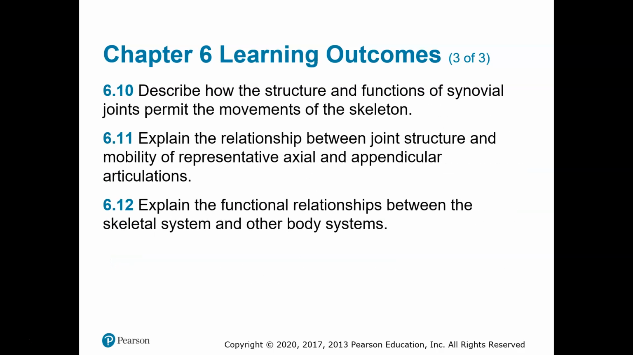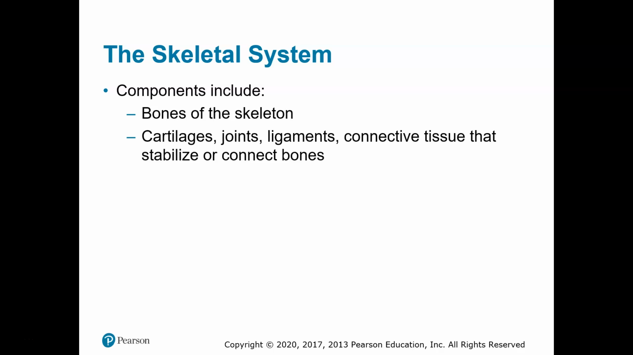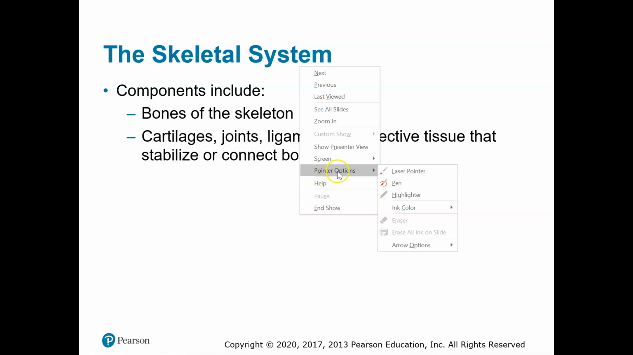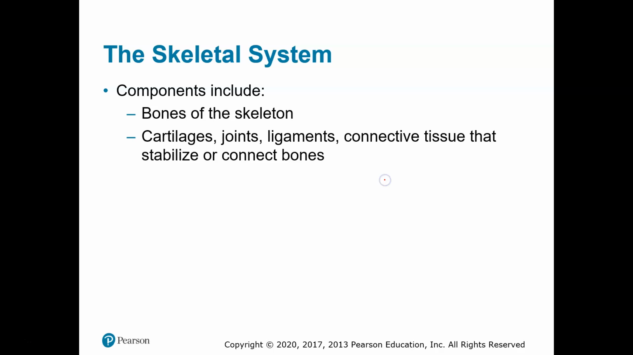Okay, so starting here, the skeletal system is actually made up of bones of the skeleton, as you probably know, and then it also consists of cartilage and joints, ligaments, and connective tissue that stabilize or connect bones to each other. But primarily, the skeletal system is the bones of the skeleton.